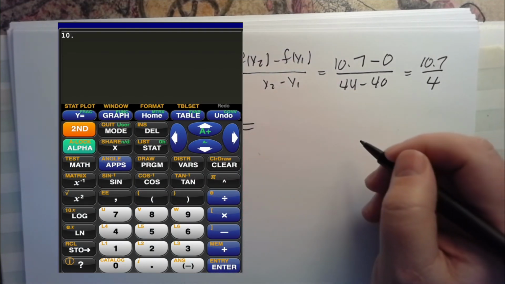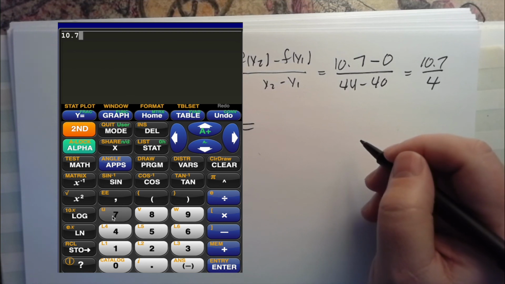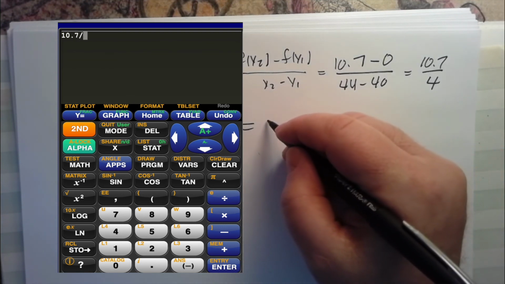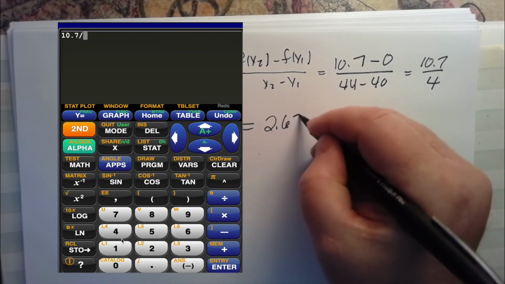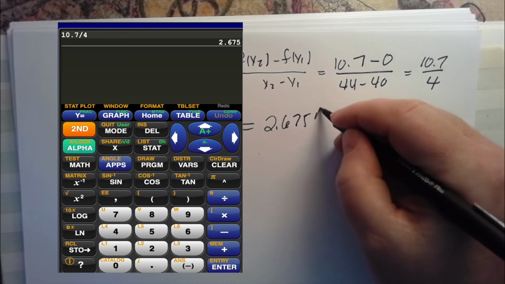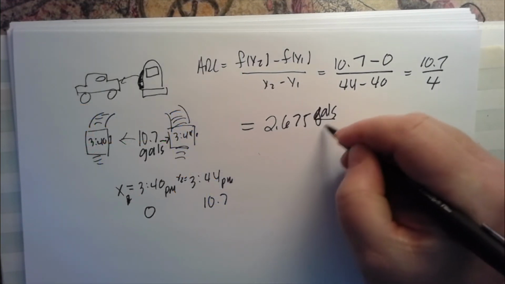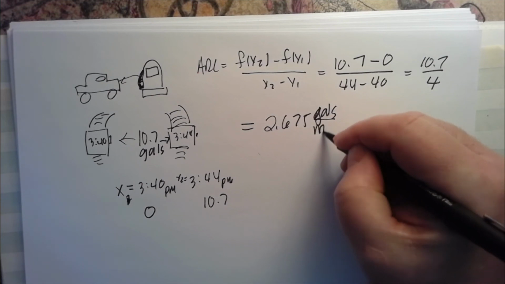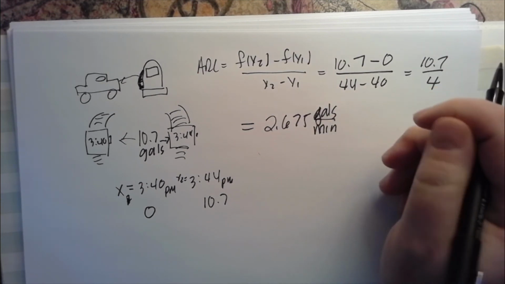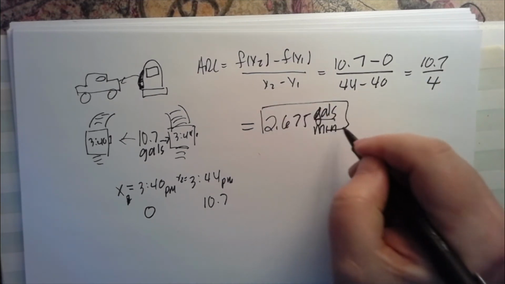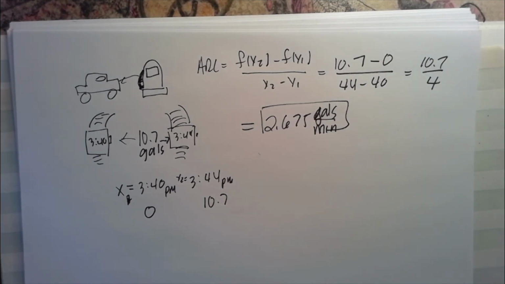Now we can plug that into our calculator. 10.7 over 4, and we get 2.675 gallons per minute, like that. And that gives us our rate of change for that problem.